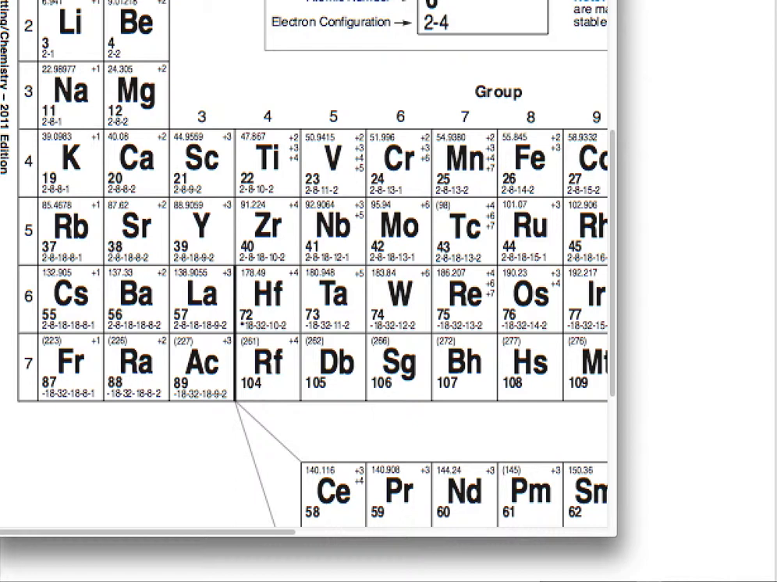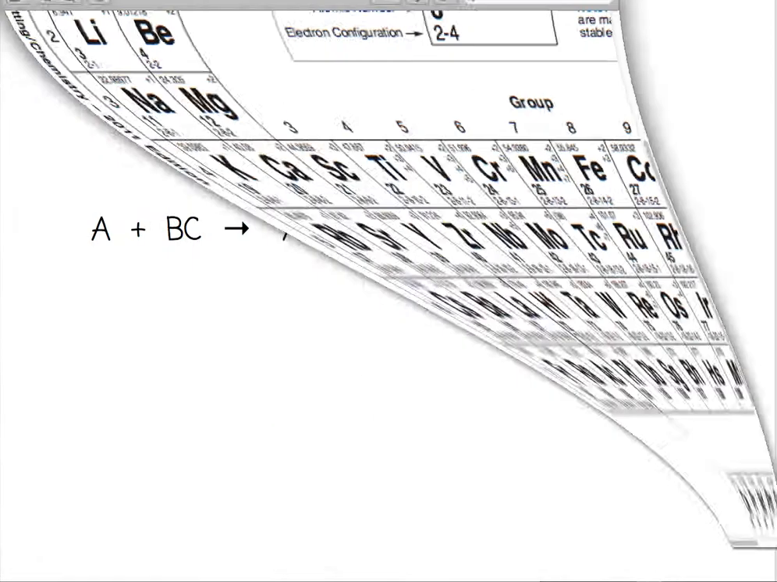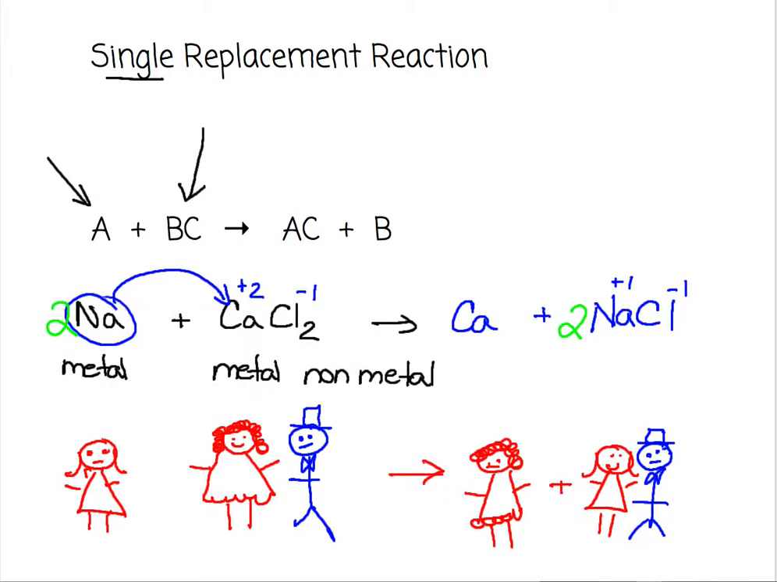Now the thing that is doing the replacing, let's bring back our girls. Because the cation, the sodium, is a metal and it's a cation, is doing the replacing, this is called cationic single replacement reaction. I'll write that for you so that you have that somewhere. It's cationic single replacement. When a metal replaces a metal, it is cationic single replacement.